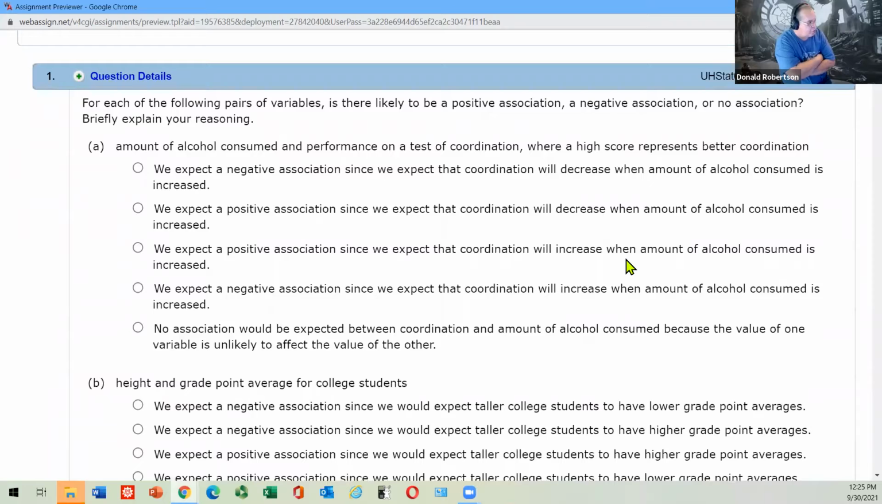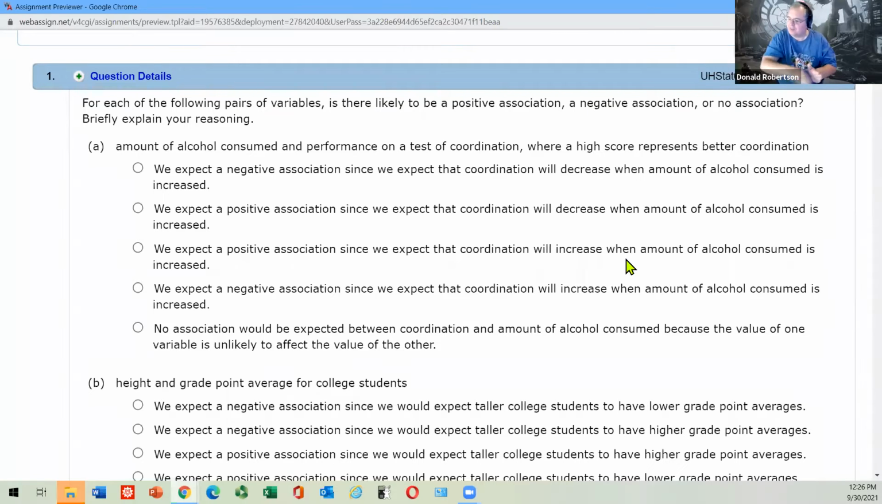Now, for each of the following pairs of variables, is it likely to be positive association, negative association, or no association? So they're not giving you a picture, they're just describing the two things. The amount of alcohol you consume. So imagine the x-axis says I had 1 drink, 2 drinks, 3 drinks, 4 drinks, 5 drinks, right? The amount of alcohol you consume and your performance on a test of coordination. Okay, so the more you drink, won't you do worse in that test? I would assume. Doesn't that look to me like a negative association?